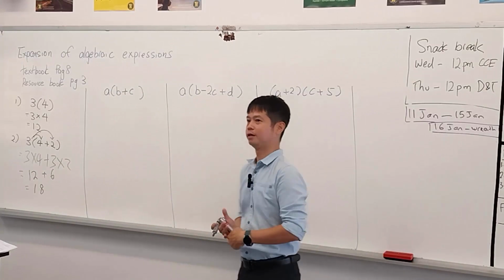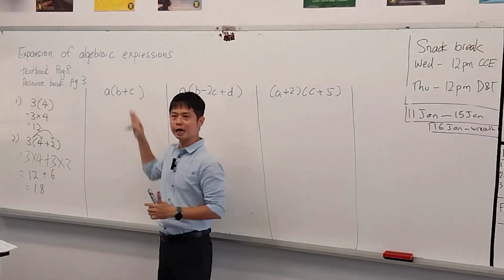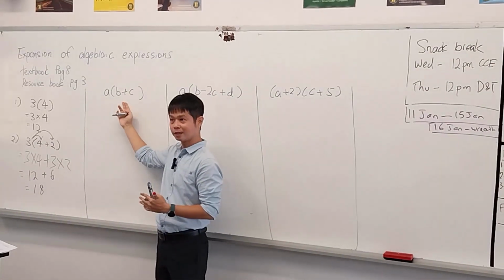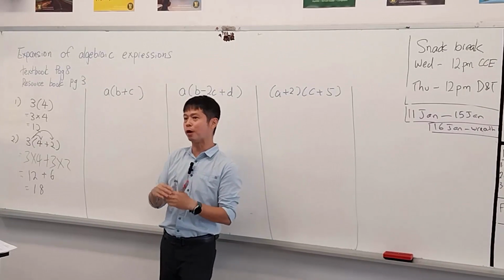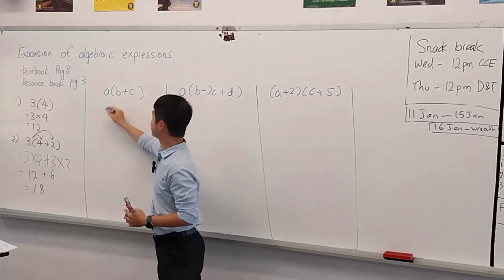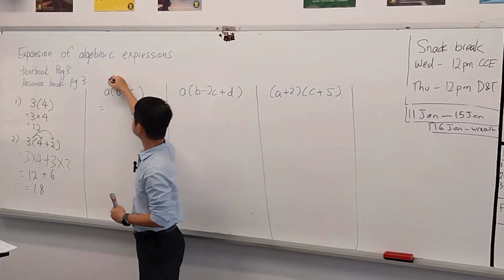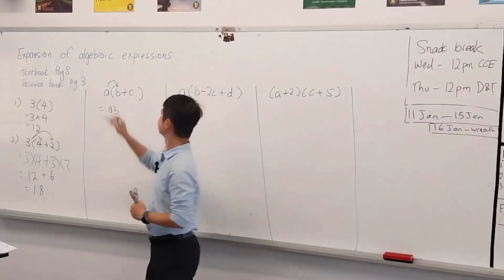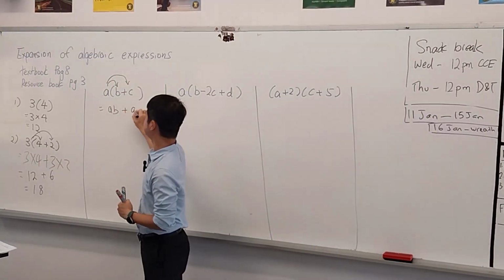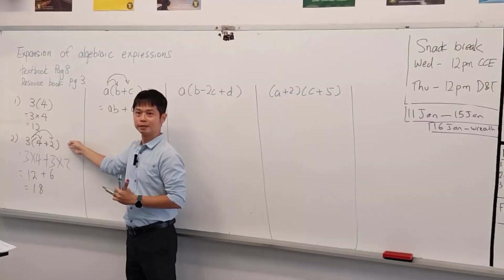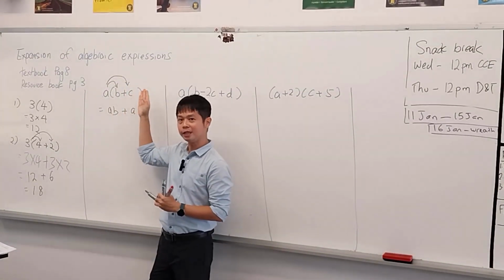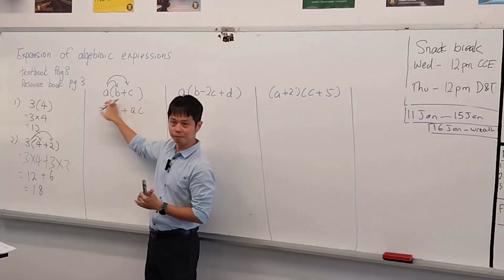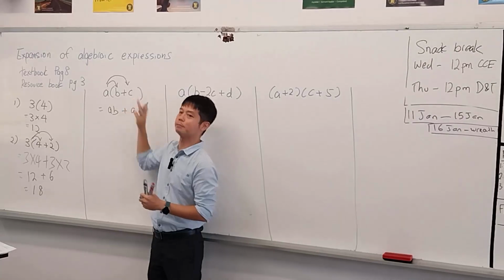And why is it necessary? Because many a time B and C are unlike terms, so we cannot add them up together. In order to multiply them, we have to do an expansion. So what will we get in this case? AB, and then plus AC. The reason is that we cannot add the B plus C. So the only way to expand it is to multiply each term, A times B, and then add A times C.